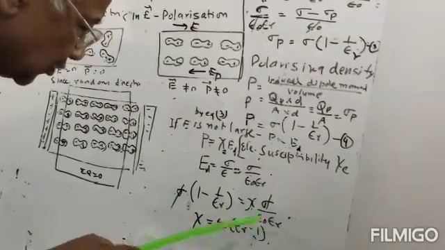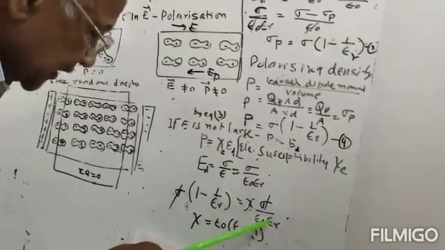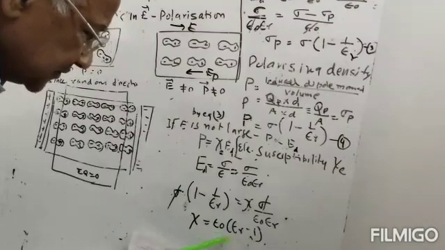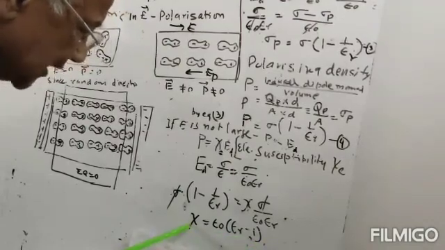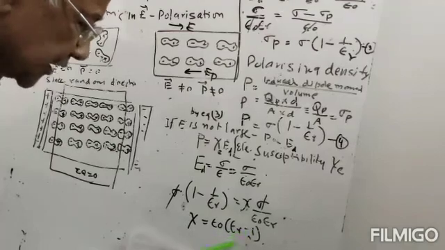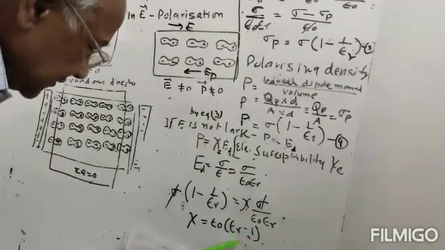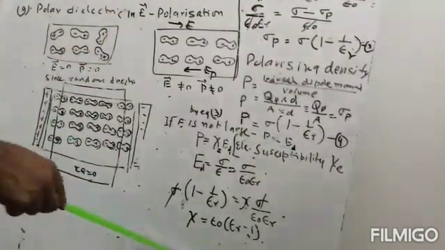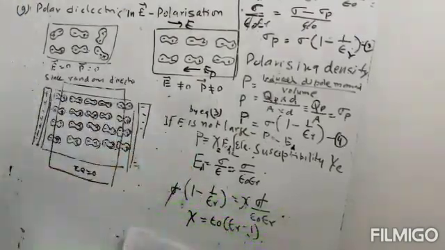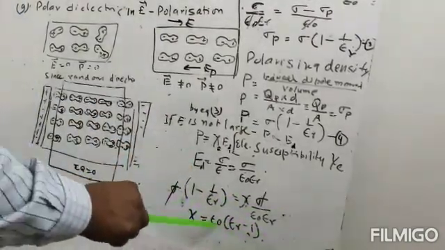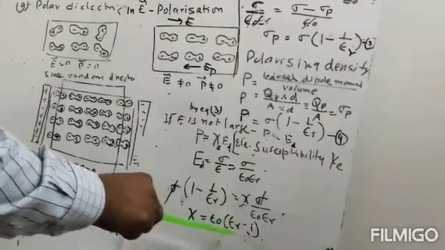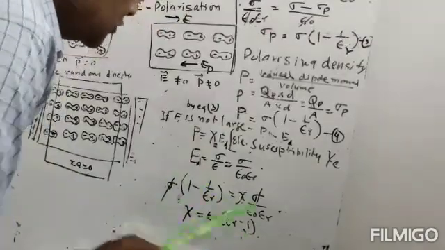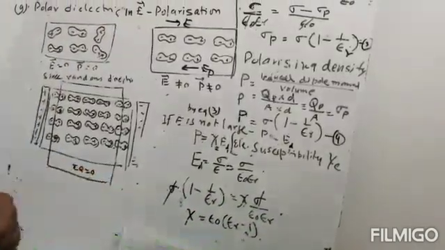So chi e will be equal to epsilon r multiplied by 1 minus 1 by epsilon r. So that will be equal to epsilon r minus 1. So chi e will be equal to epsilon 0 into epsilon r minus 1. So this relation is very important. So the susceptibility of the material will be equal to epsilon 0 into epsilon r minus 1. This relation is very important from the examination point of view.